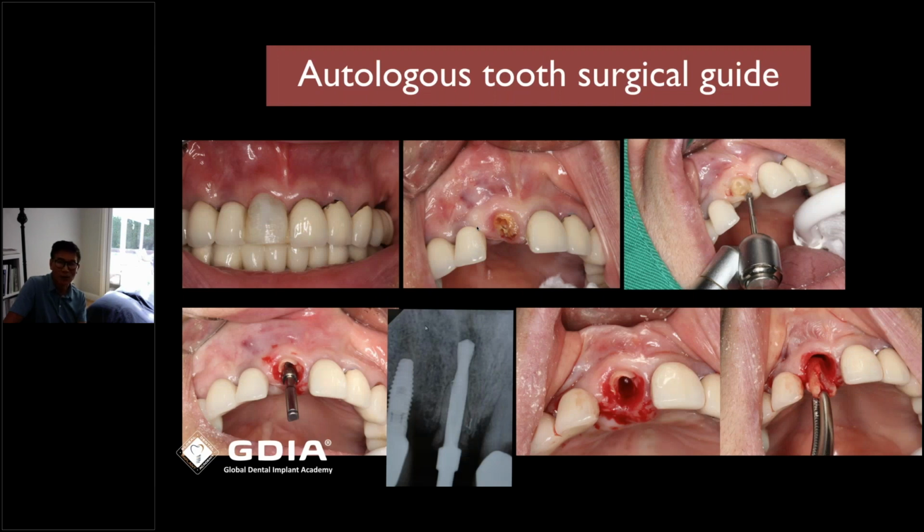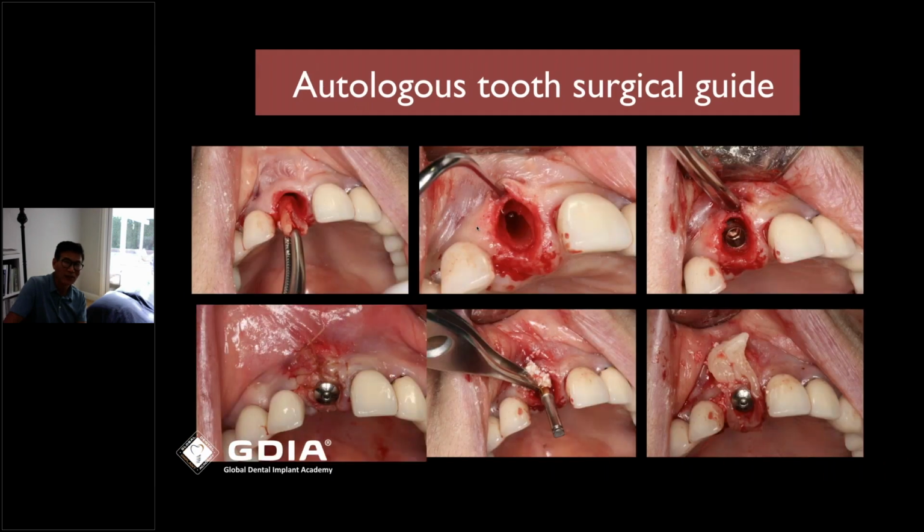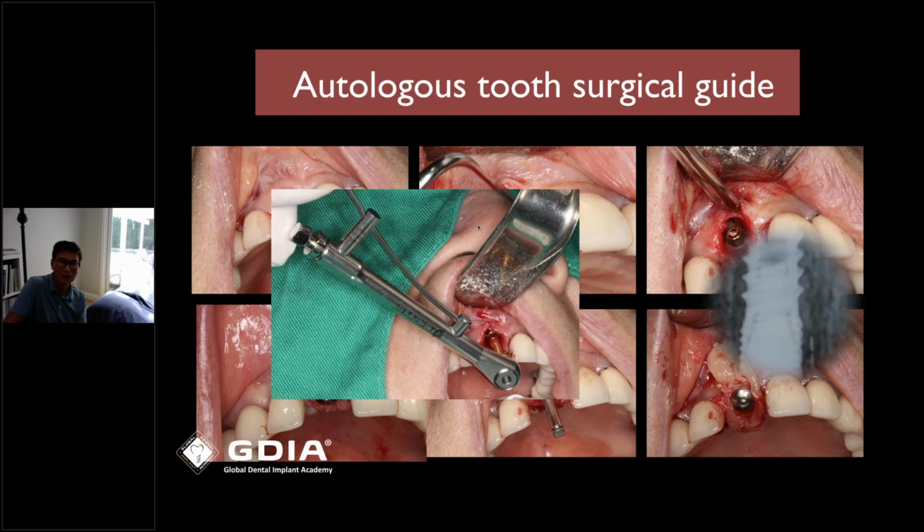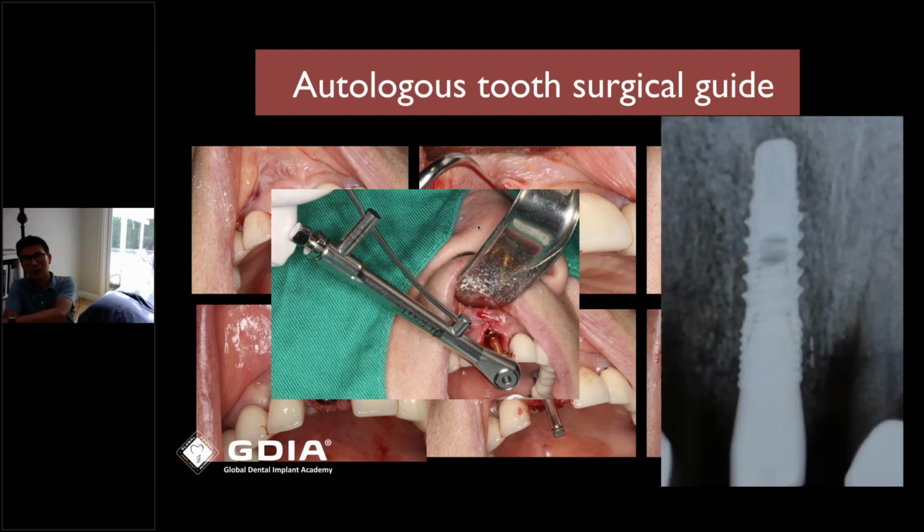This one almost looks like a socket shield technique, but I basically grind the lingual side and drill through it. And by the time I drill the final osteotomy, the labial half of the tooth root came out very cleanly. And then I see a nice figure 8 angulation, and then just add some bone on the facial, and then puncture, very simplified. So that's another good tooth surgical guide.